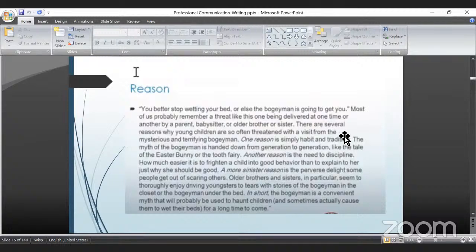So in this one, your topic sentence is going to be this one: "There are several reasons why young children are so often threatened with a visit from the mysterious and terrifying bogeyman," right? Because that is a sentence which clearly talks about the topic and the controlling idea. And of course, the last one, "In short, the bogeyman is a convenient myth that will probably be used to haunt children," is your concluding sentence. And the rest of the sentences, obviously, they point towards the reasons why they're terrified. They'll all form your supporting sentences. Okay.